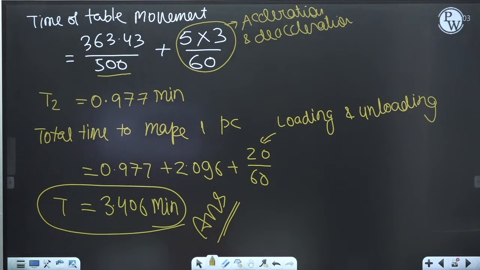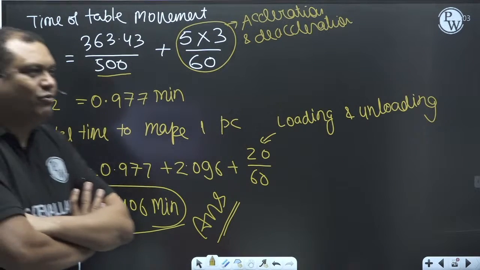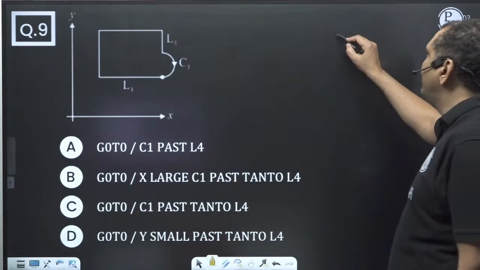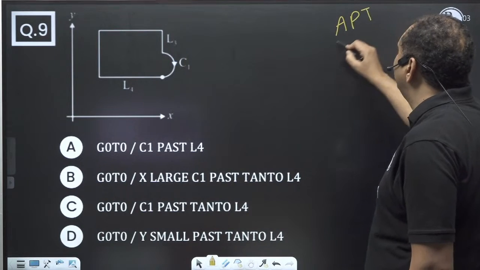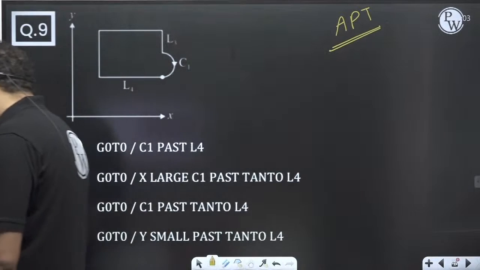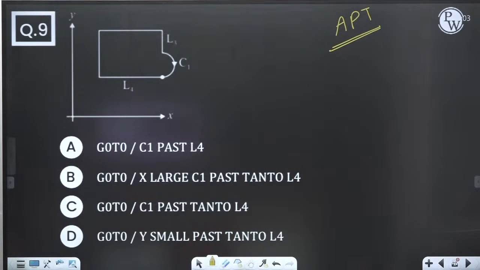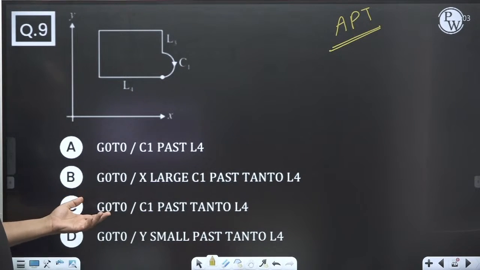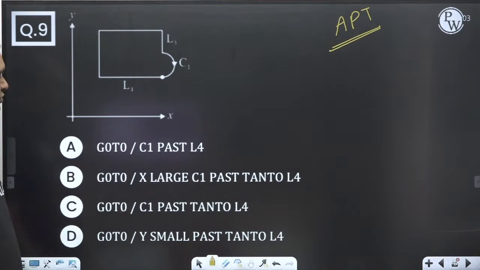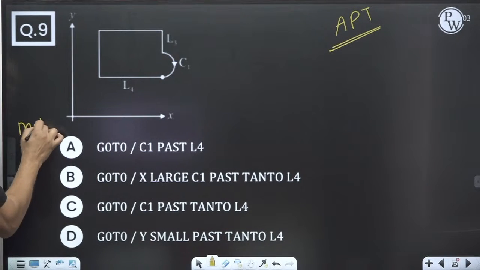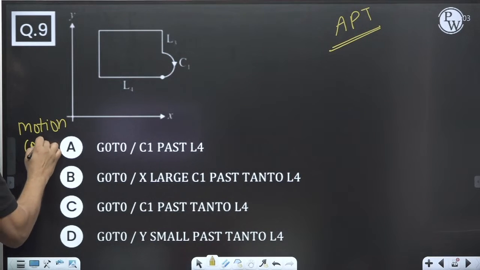Next 3 problems are very, very easy, 1 minute each. These problems are related to APT, automatic program tool. Once this problem appeared in GATE, I think 3-4 years back. Everybody look at the board. I don't know whether you have studied these things in your graduation. This is the geometry, and these are the motion commands.